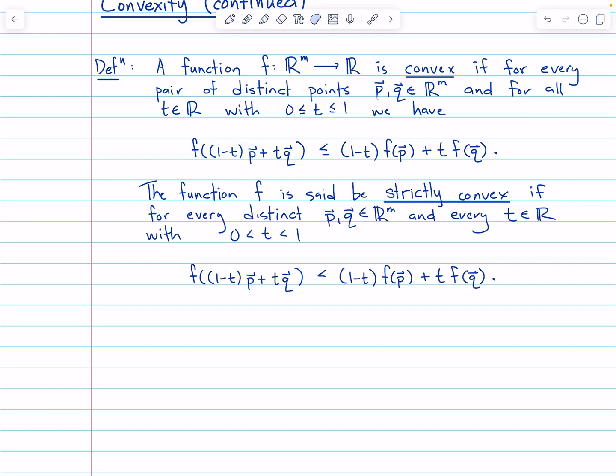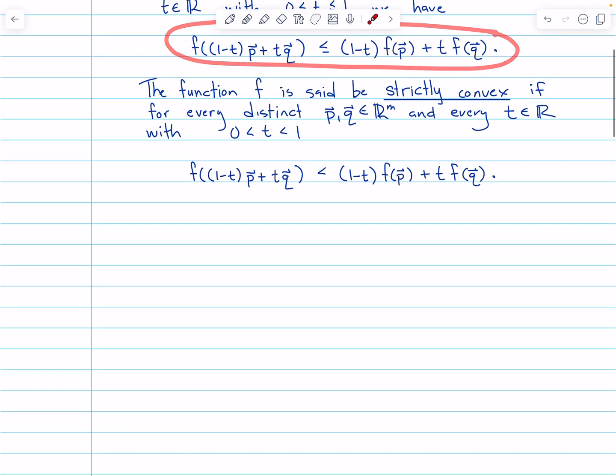Recall we talked about convexity on Wednesday, and we say that a function f is convex if for every pair of distinct points p and q, and for every real number t between 0 and 1, this inequality holds. Remember, inside of this function is the line segment that connects p and q, and this here is the line segment that connects f of p to f of q.